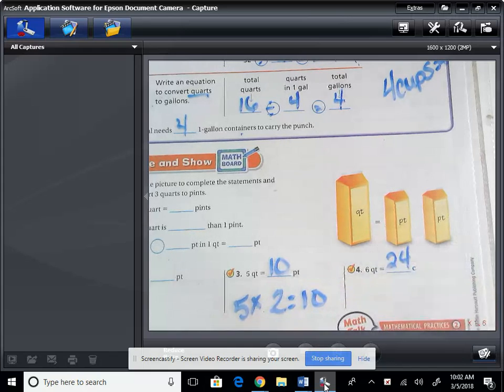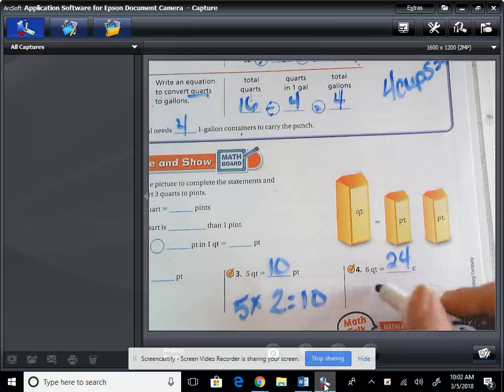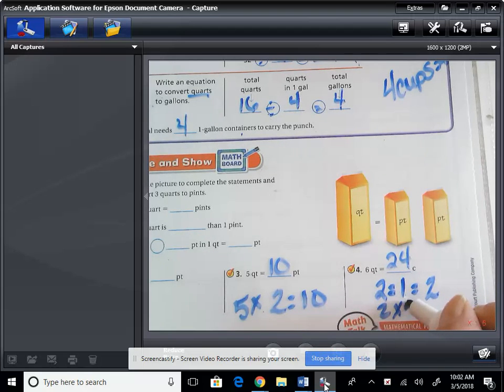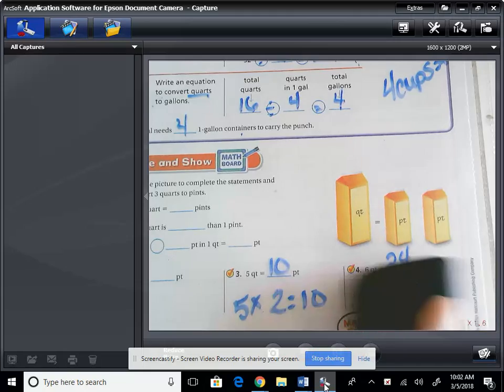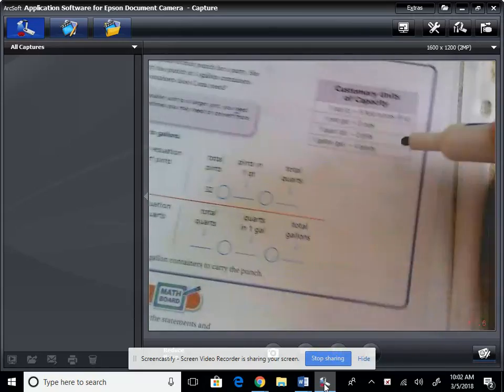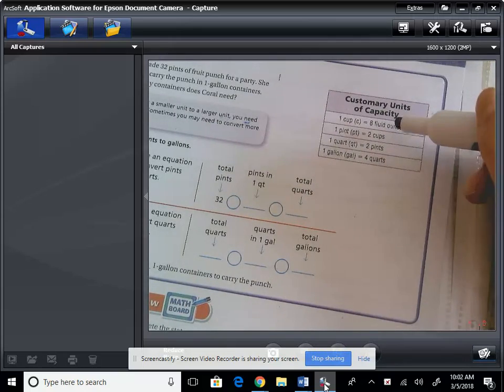So you could have done it that way, or you could have done 2 cups equals 1 pint. So that's 2. And I know there are 2 pints in 1 quart. So that's 4. And 4 times 6 is 24. Okay? So it's just a matter of knowing are you going larger or smaller and how many are in each. That's why it's so important to really have this available or have it out.